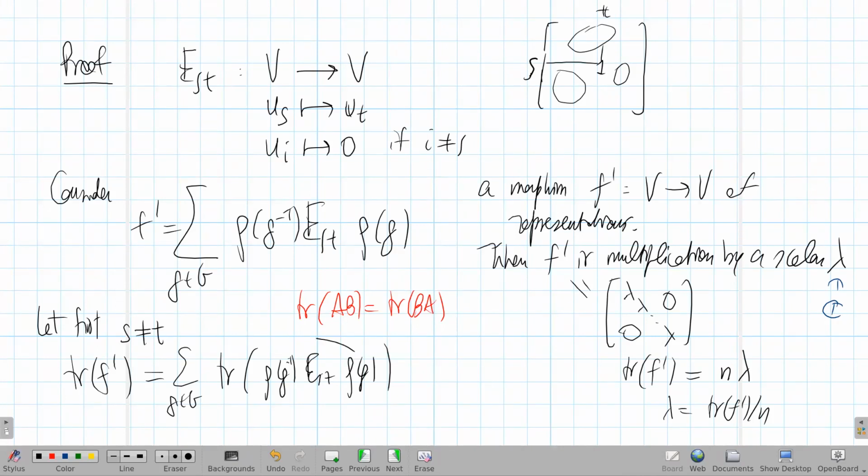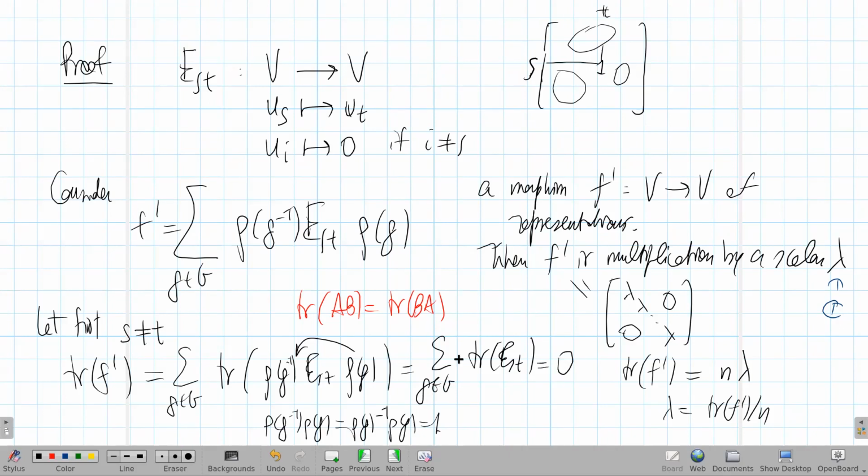So if you move this to this side, then you will get rho G inverse rho G. And of course, rho is a representation, meaning a morphism of groups. So this is nothing else but rho of G inverse G. I mean, the inverse can go inside, and then this is 1. What does it mean? That you get the sum over G of the trace of E_ST, okay? But I'm considering first the case when S is different from T. So this means that this one is not on the diagonal. Okay, so this is 0.